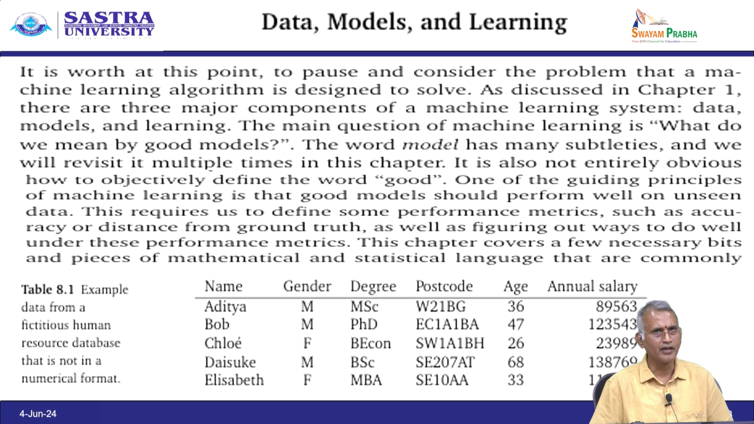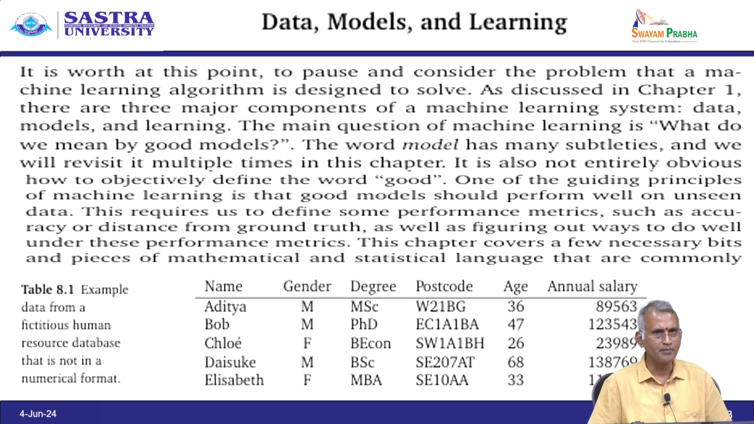So, it is worth at this point to pause and consider the problem that a machine learning algorithm is designed to solve. As discussed in the chapters, there are three major components of a machine learning system. One is data, another is model, and the third is learning. So, the main question of machine learning is, what do we mean by good models? The word model has many subtleties, and we will revisit it multiple times in this chapter. It is also not entirely obvious how to objectively define the word good.